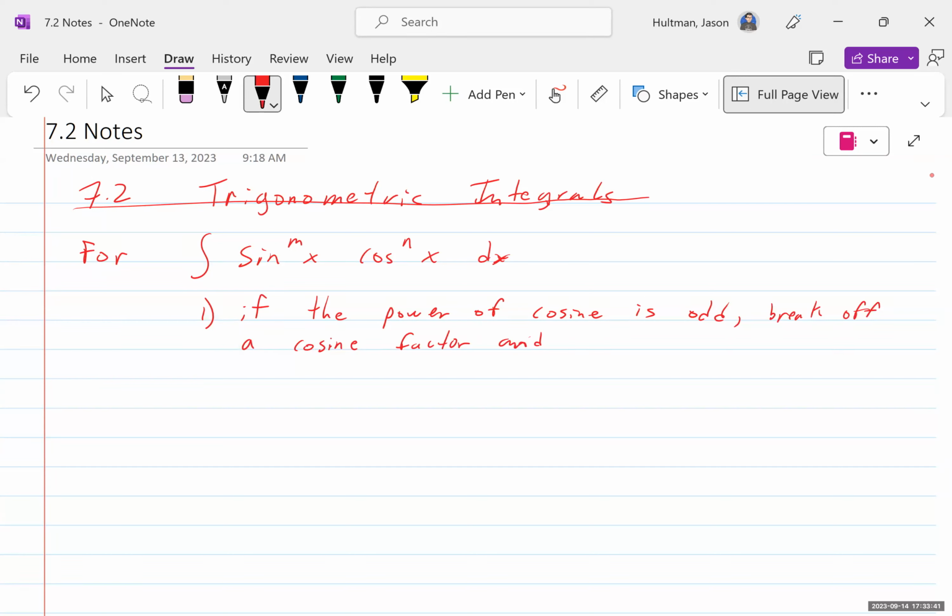Use 1 minus sine squared x for the remaining cosines. So we would break off a cosine and then change everything else to sines. And so I'd end up with a nice u du substitution.